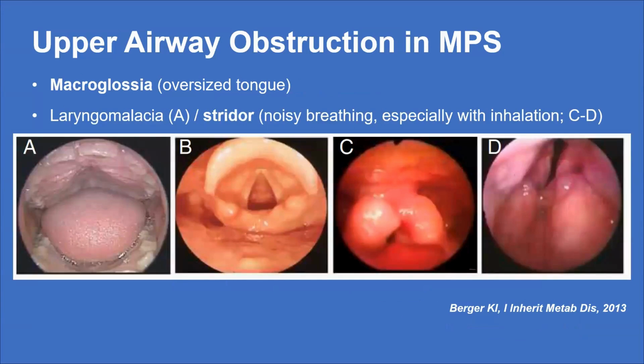So this is a picture of an enlarged tongue. This picture in B is what I would call a normal larynx or voice box, and these are the vocal cords here. These tissues here are the arytenoids. That's the cartilage that enables the vocal cords to move. And then in MPS, we can often see these structures collapse. So these are the arytenoids here hiding the vocal cords. Similarly here, leading to that difficulty or noisy breathing.